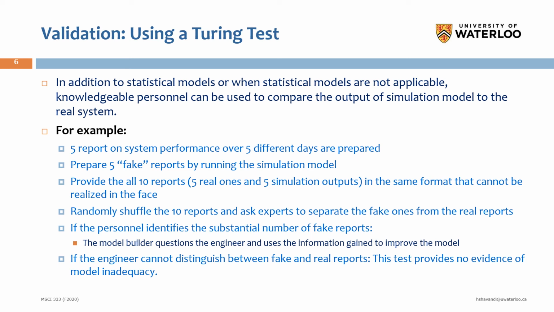Let's have an example here. Let's say we have 5 reports on the system performance. So we have 5 reports from the real system, and then we prepare 5 reports by running the simulation model. Let's call these 5 fake reports. I mean, they're not fake, but they are fake since they are not from the real system. So we have 5 real reports and 5 fake reports obtained by the simulation model.